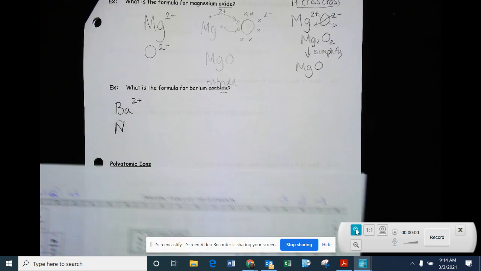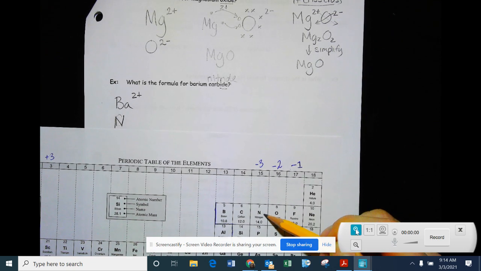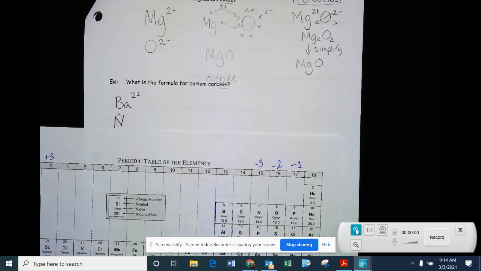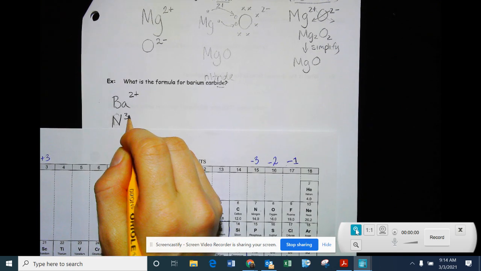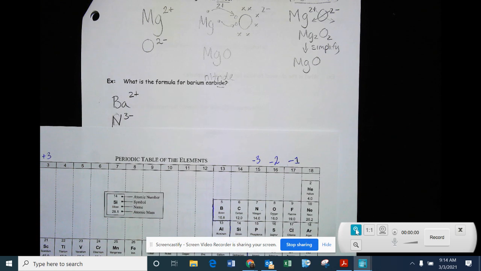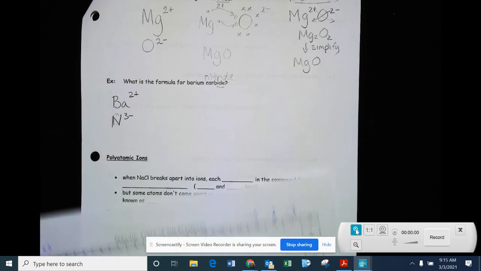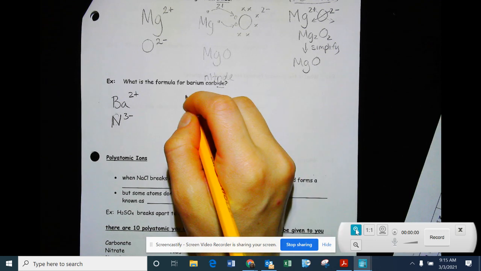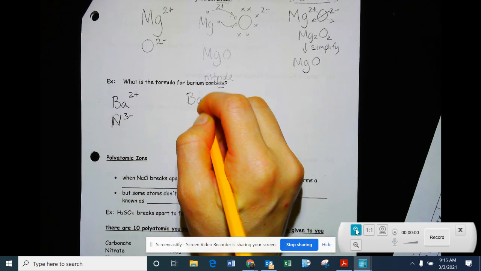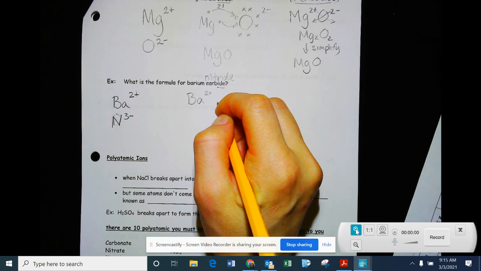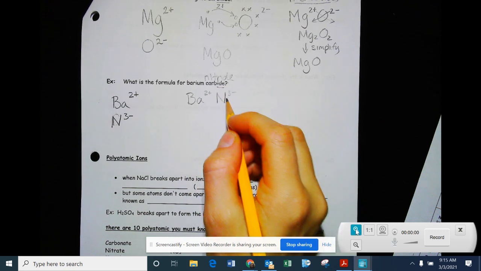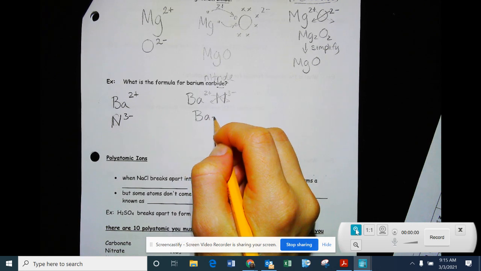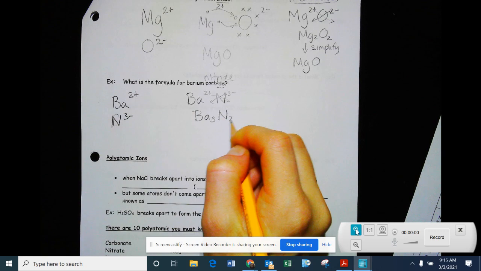So nitrogen, it's in this row here. It has space for 3 more electrons on its valence shell, its outermost shell. So its ion is a 3- anion. Then I'm just going to do the crisscross method for this one. Ba 2+ and N 3-. I'm swapping those charges. Ba 3 and 2.